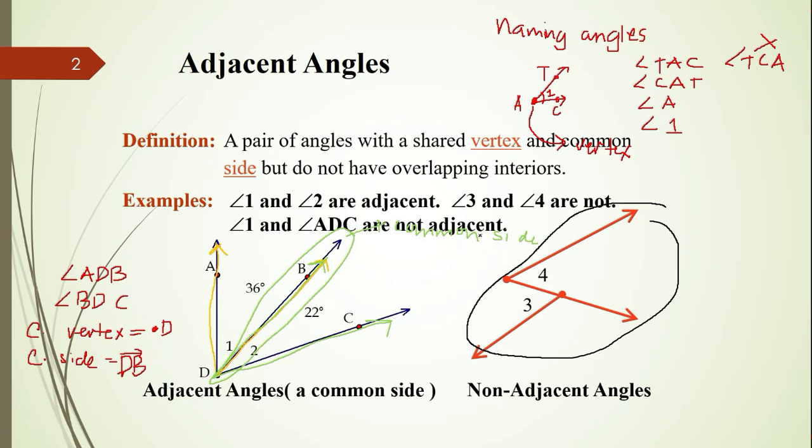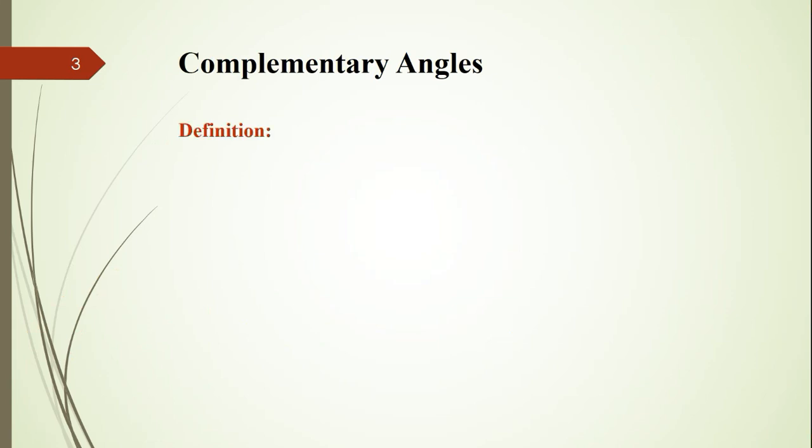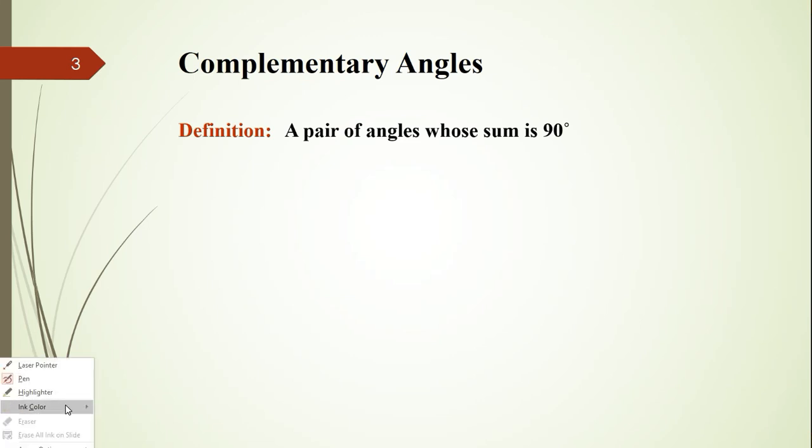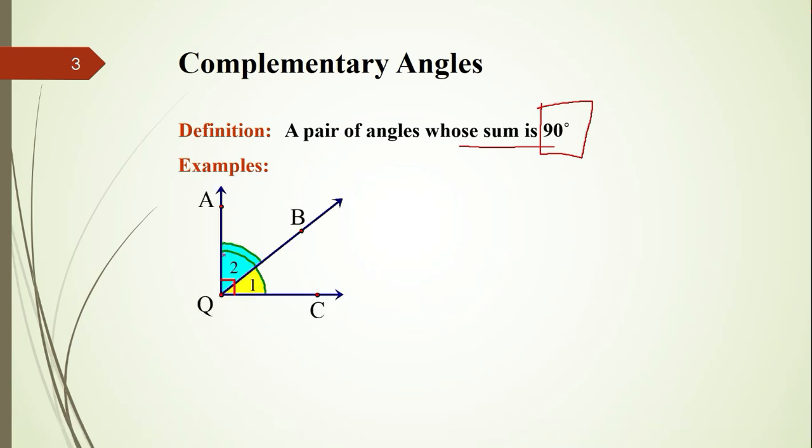Okay, let's continue. So complementary angles. Complementary is one of the most important angle pairs in geometry, and you need to remember it and not switch it with supplementary. Complementary angles are angles whose sum is 90 degrees. For example, this. If you can see, there is a square symbol. This is the symbol for a 90-degree angle. So we say angle 1 and angle 2 form a 90-degree angle and they are complementary. Or you can say angle AQB and angle BQC are complementary angles.